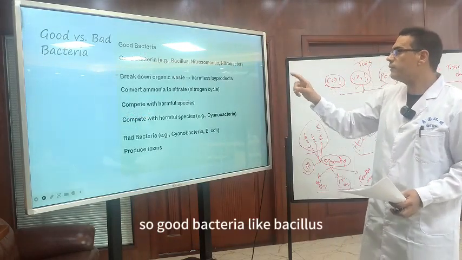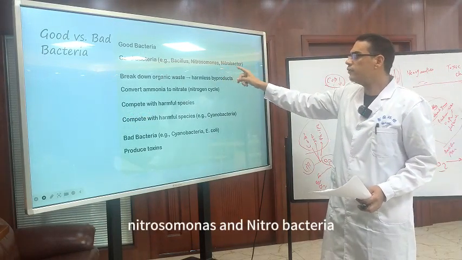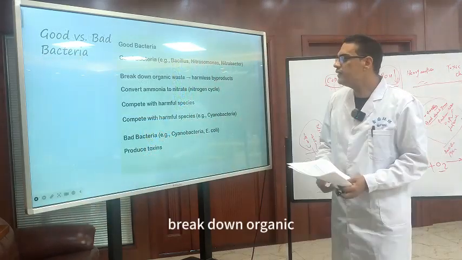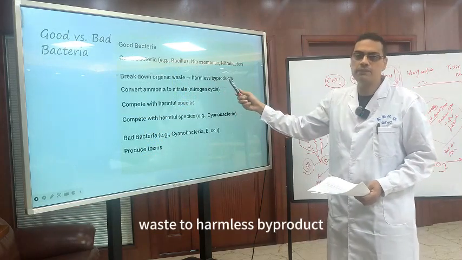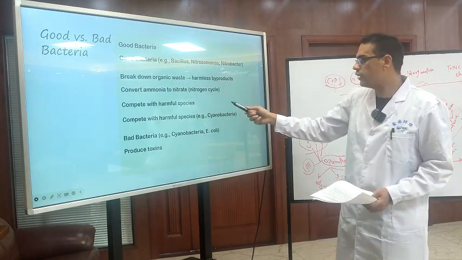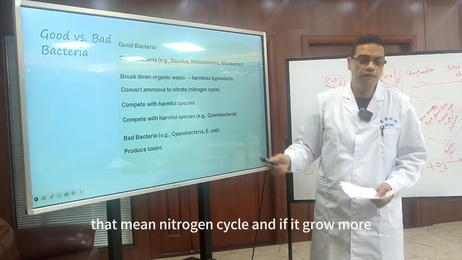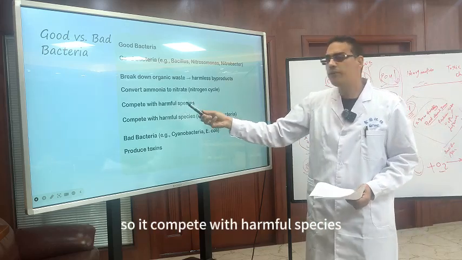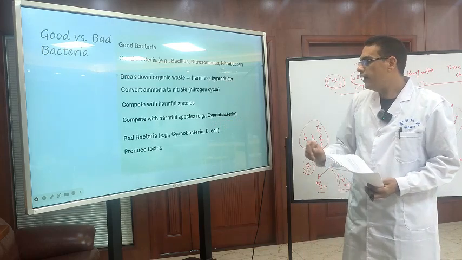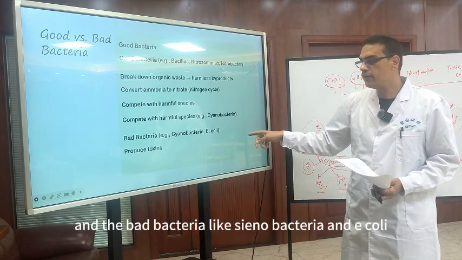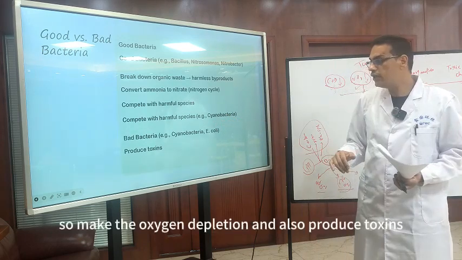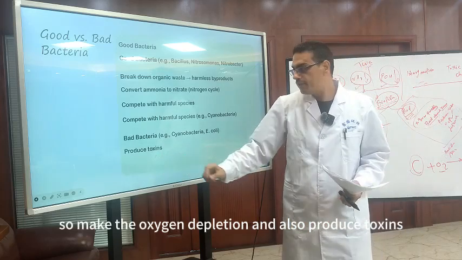So good bacteria like Bacillus, Nitrosomonas, and Nitrobacter break down organic waste to harmless byproduct and convert ammonia to nitrite and nitrogen. That means nitrogen cycle. And if it grow more, so it compete with harmful species. So the harmful microorganism will be grow down. And the bad bacteria like cyanobacteria and the E. coli grow quickly, decrease the oxygen, so make oxygen depletion, and also produce toxins.